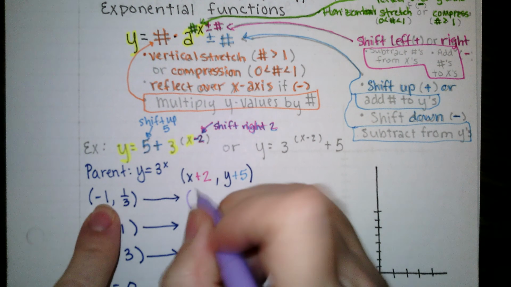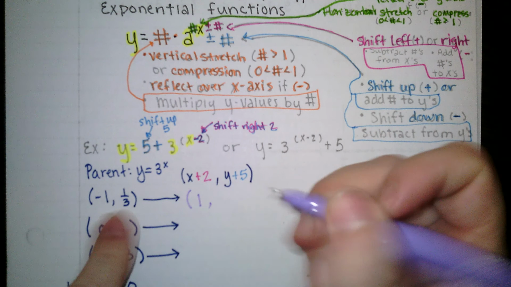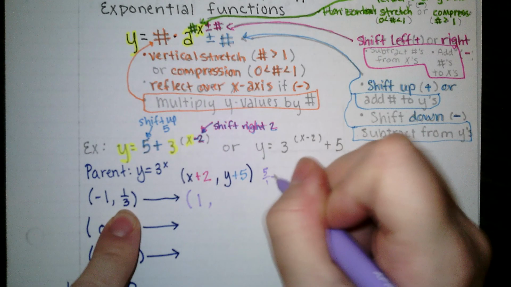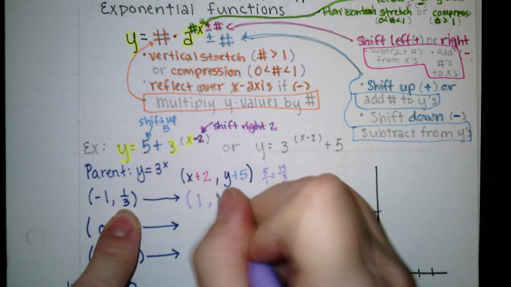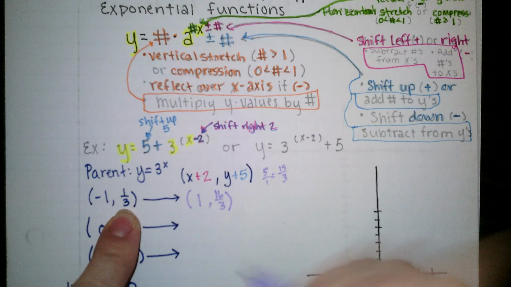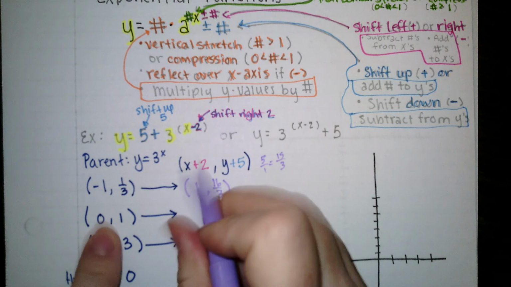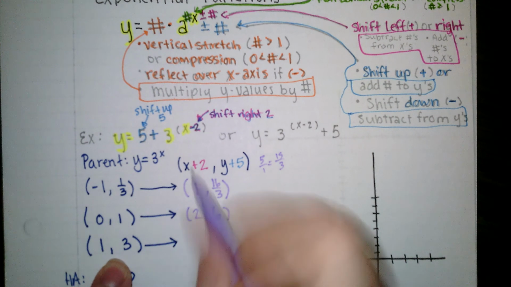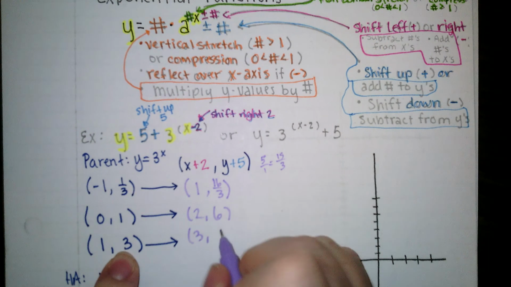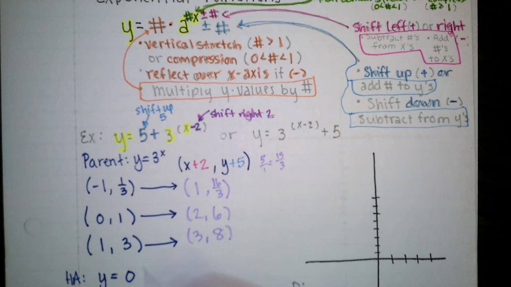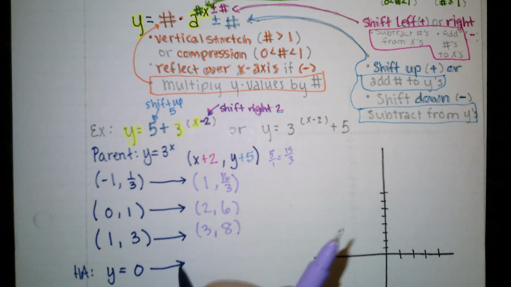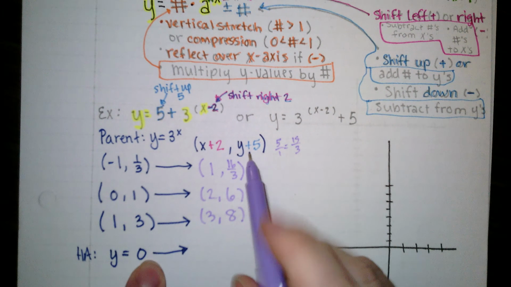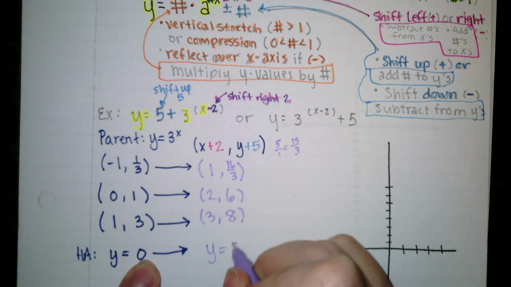So -1 plus 2 will be 1. 1/3 plus 5, 5 would be 15/3, so plus 1/3 would be 16/3. And then 0 plus 2, 2. 1 plus 5, 6. 1 plus 2, 3. 3 plus 5, 8. Now the horizontal asymptote is also going to have a transformation. Since it is a y, we also add 5 to the 0 there. So we have y equals 5.